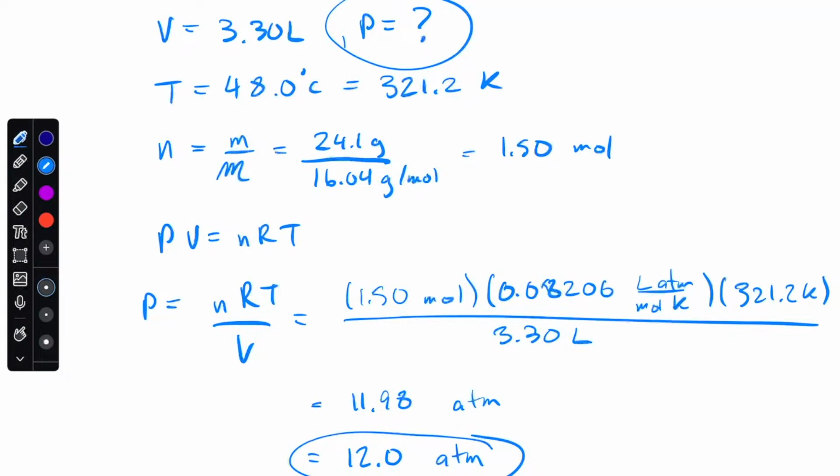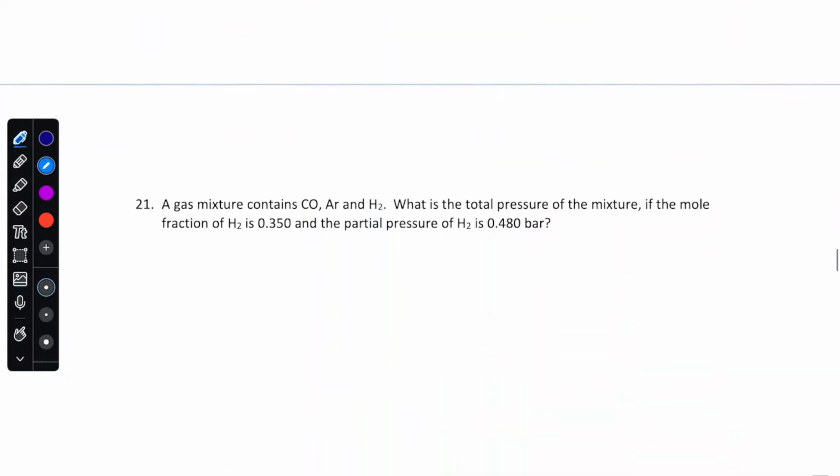All right, onwards and forwards. A gas mixture contains carbon monoxide, argon, and hydrogen. What is the total pressure of the mixture if the mole fraction of H2 is 0.350 and the partial pressure is 0.480 bar? So this is one of those Dalton's partial pressure questions.